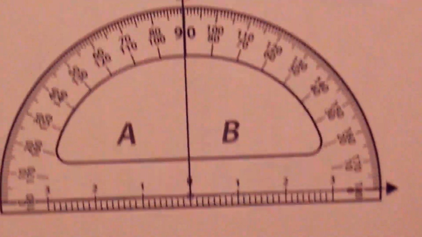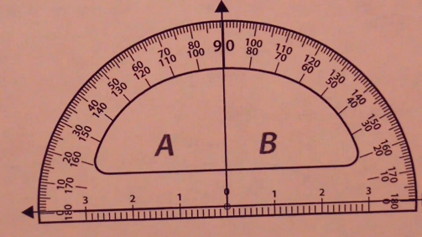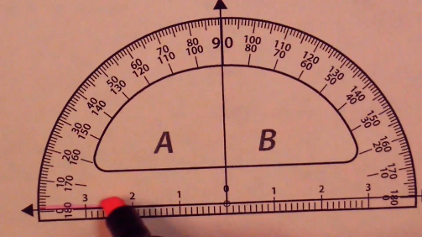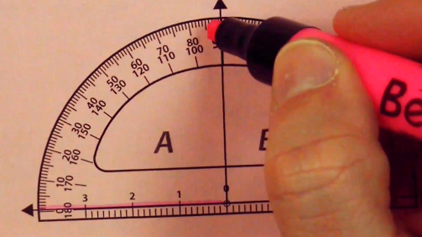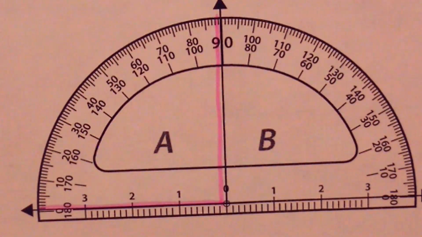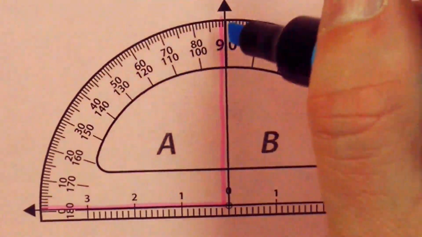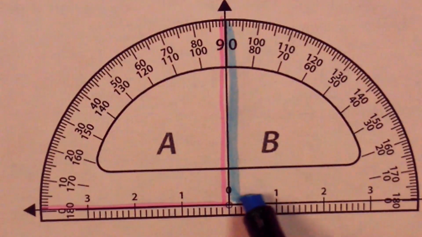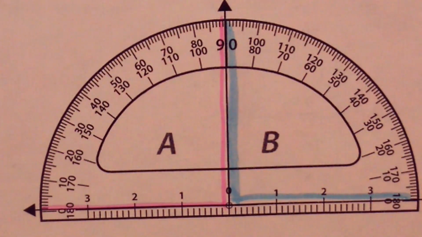Two more. Take a look at this. I bet you're seeing that this is sort of a trick question, isn't it? Because regardless of whether you think of A as pink and B as blue, you're going to get what? Hopefully the same answer. Let's find out.